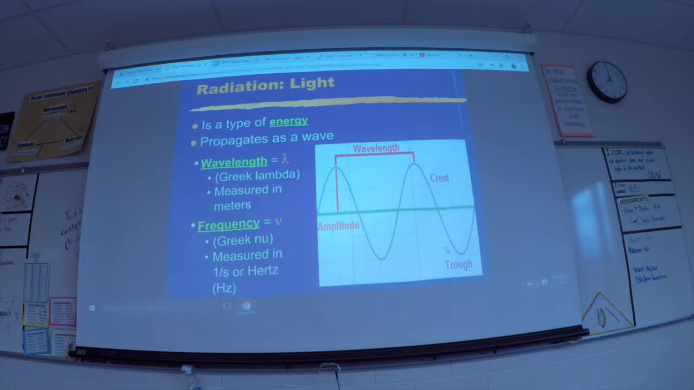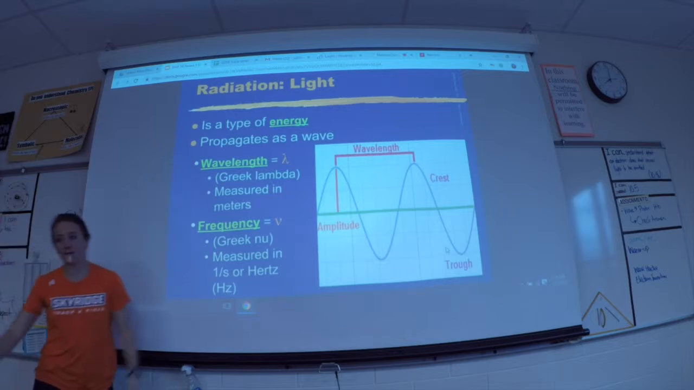My unofficial definition of frequency is how squashed the wave looks. When something has a high frequency, the wave looks squished because it's very tight, versus a low frequency looks like you've kind of stretched it out. So as we look at these two things, this is where we're going to learn how to mathematically calculate today.